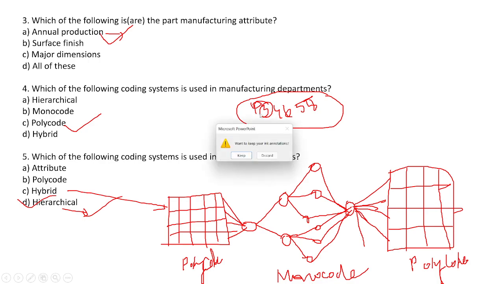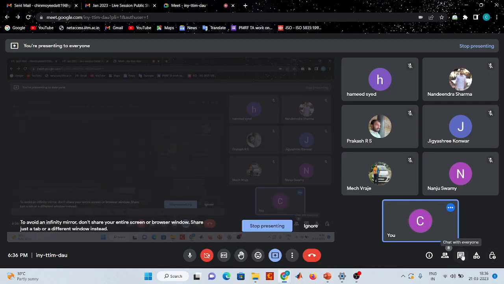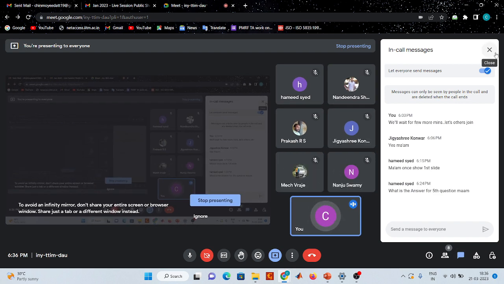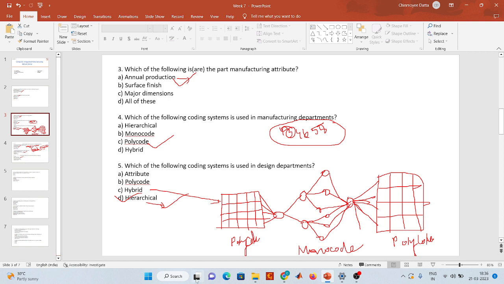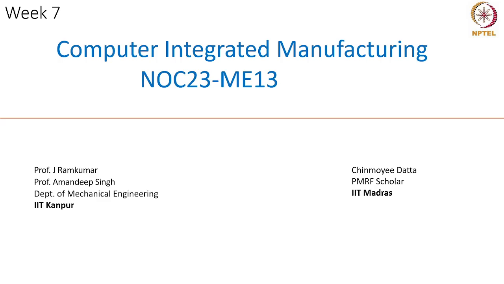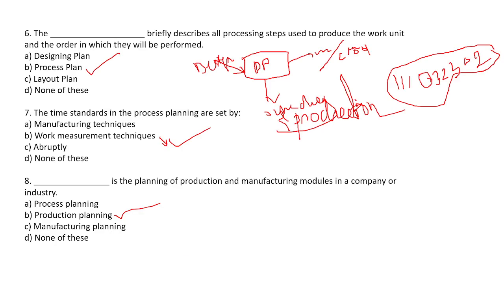So one of you has asked what the right answer is for that fifth question, right? As we have discussed, the right answer for that fifth question is hierarchical only. For understanding that hybrid coding system, I have drawn those things, but the right answer for that is hierarchical, right?